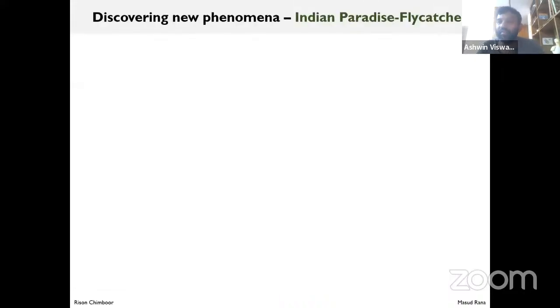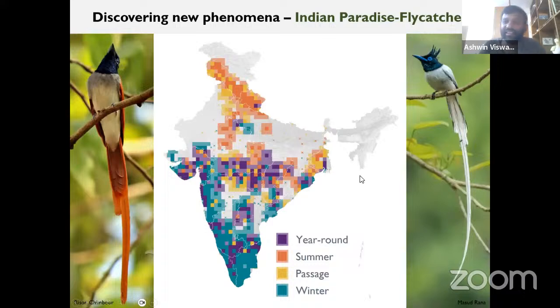So now we spoke about photos, right? And what can we learn from photos? So you can actually discover new phenomena from just looking at eBird photos and looking at data. So this is the distribution of Paradise flycatcher. It's the previous State of India's birds map of Paradise flycatcher. And you see some areas it says summer, some areas winter, and some areas it's present year-round. Year-round, most of the time means that they're both breeding and spending the winter in those areas.